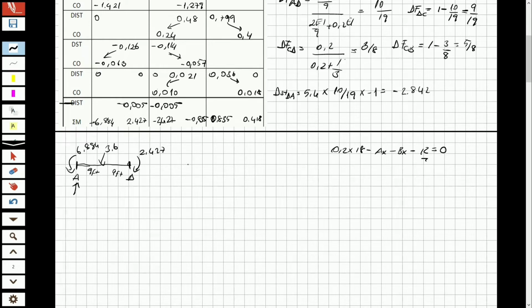So now let's calculate it. The total moment at D is equal to 0, and this is positive. 3.6 multiplied by 9 plus 6.884 minus 2.427, and of course minus VA multiplied with 8, equal to 0. VA, this is going to be negative. VA will be equal to 2.048 kips.